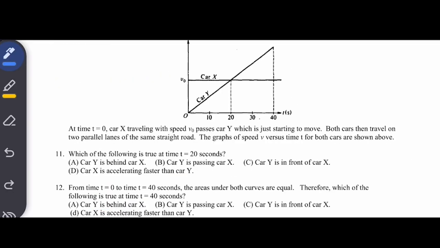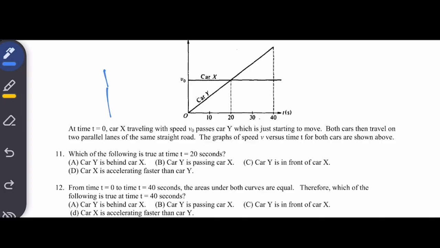Okay, question 12 says, from time t equals 0 to time t equals 40, the area under both curves are equal. So we don't need to go check that. We can just take their word for it. Therefore, which of the following is true at time t equals 40 seconds? So without doing any mathematical equations, we can just use our physics concepts. If we know that from 0 to 40 seconds the area under the curve is equal, that means that they've traveled the same distance at t equals 40. So that means that they're neck and neck at t equals 40.